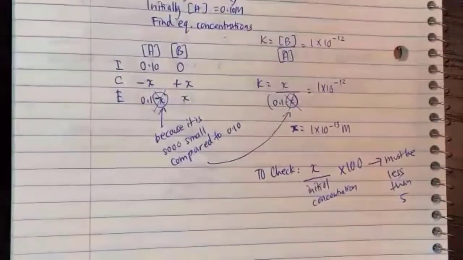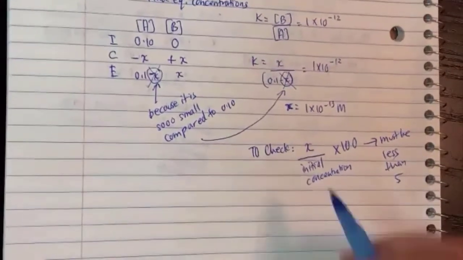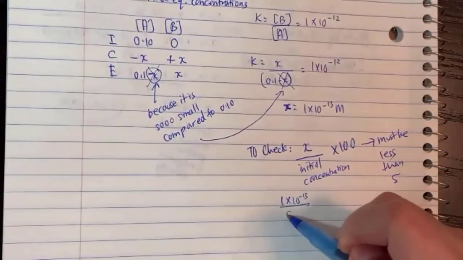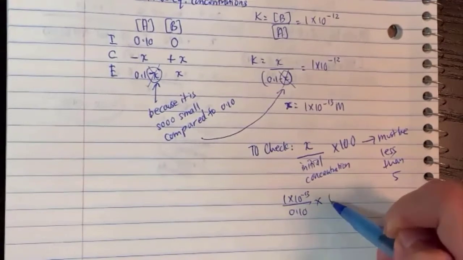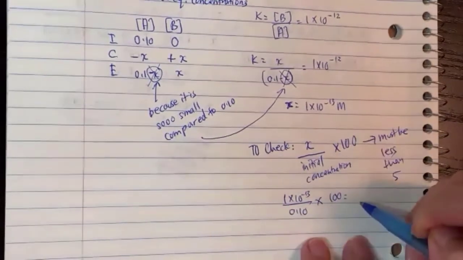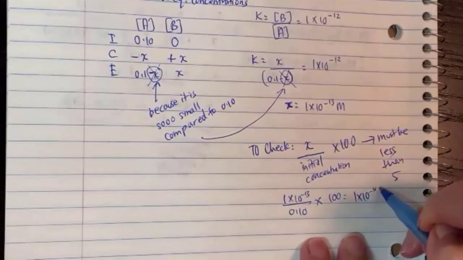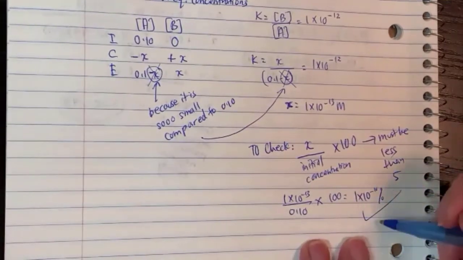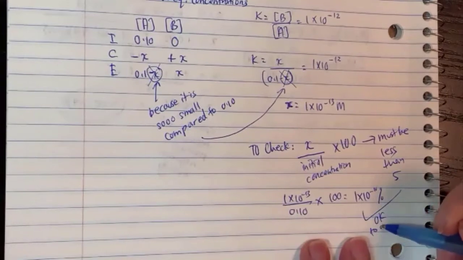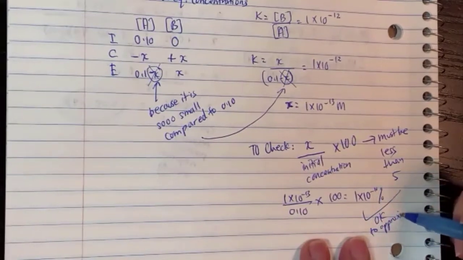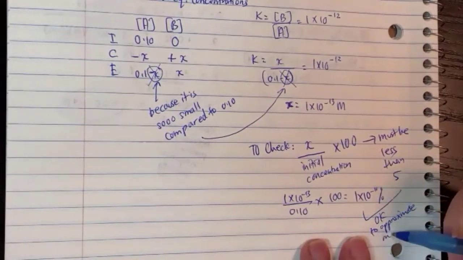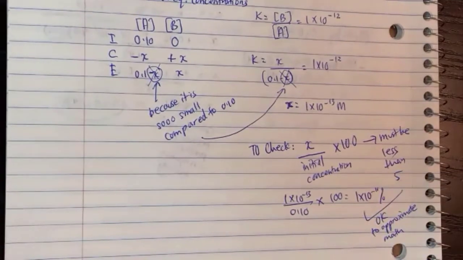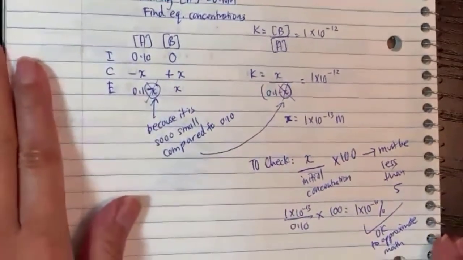Because we're talking percentage here. So in this case, let's try 1 times 10 to the minus 13 over 0.1 times 100 to get the percentage, which is 1 times 10 to the minus 10%. So yeah, it's really small, it's less than 5, so it's okay for us to approximate the math or simplify it. All right, so that's just how we would do a very simple example.